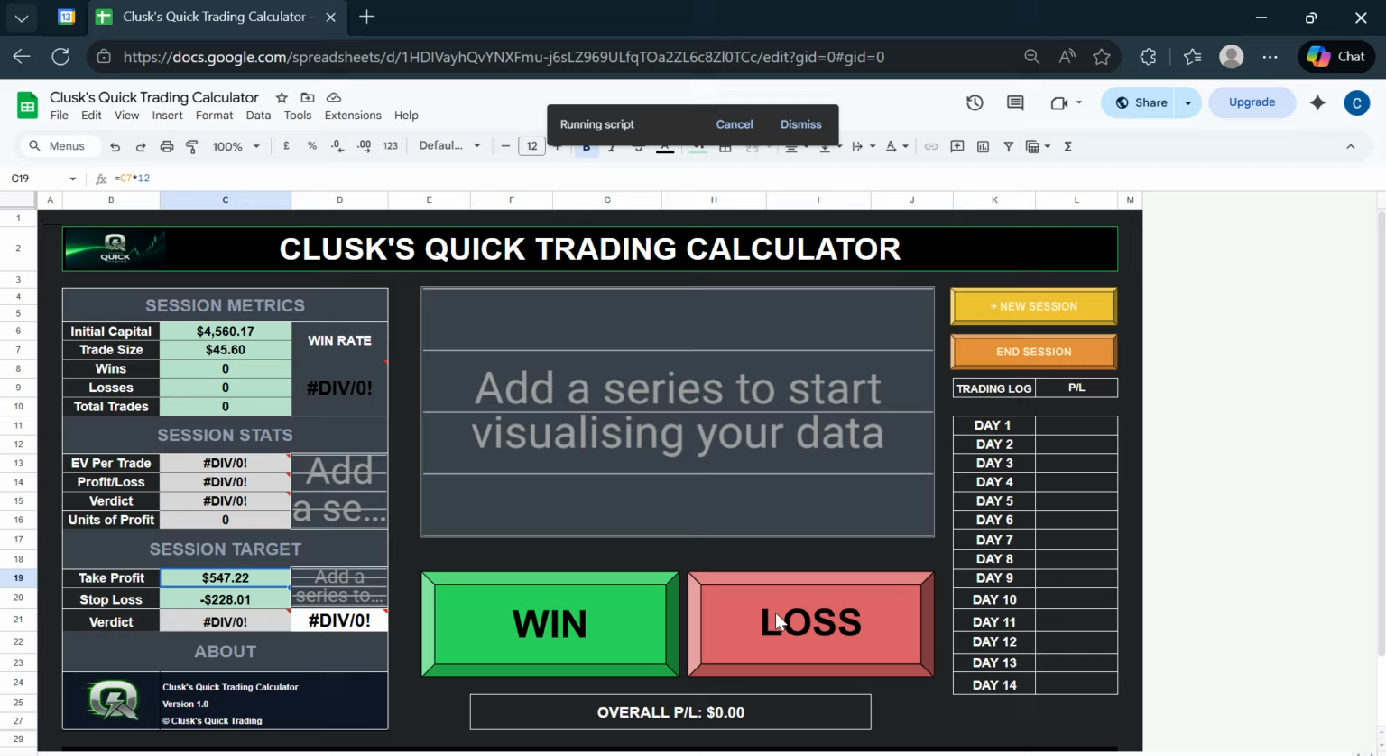I actually don't have my volume on. Now I do. But yeah, let's get back into it. Let's get another trade here.